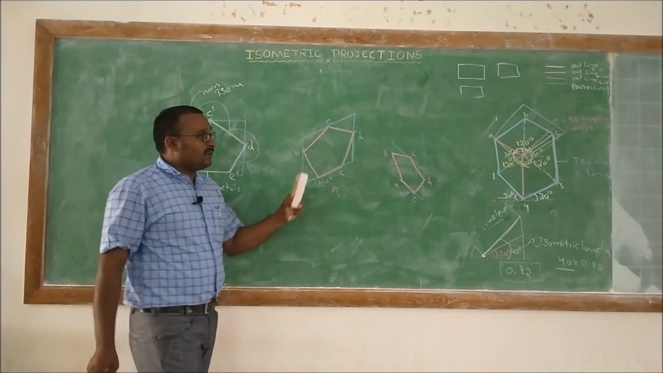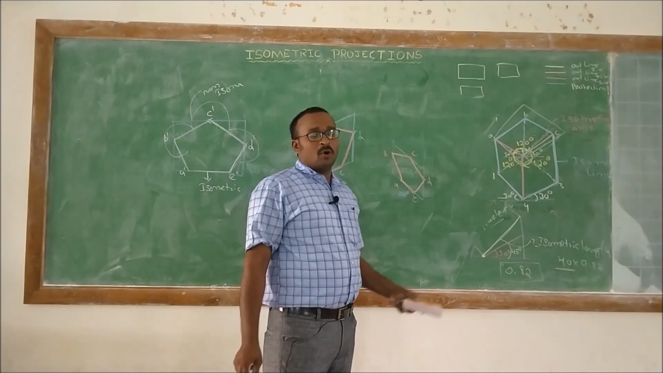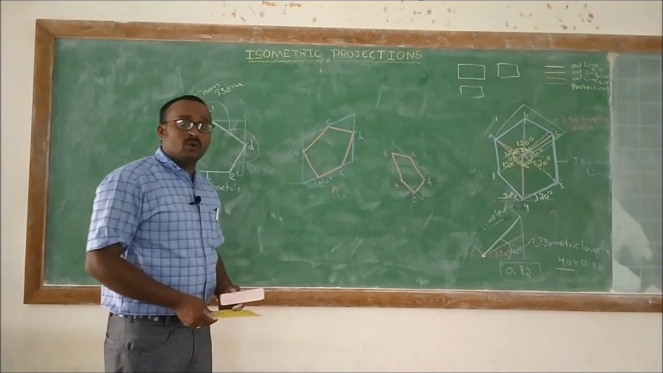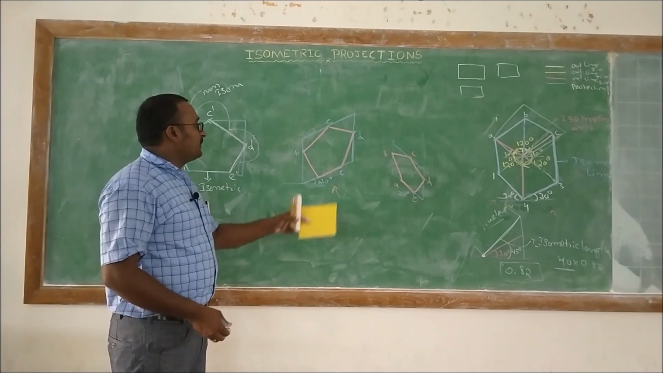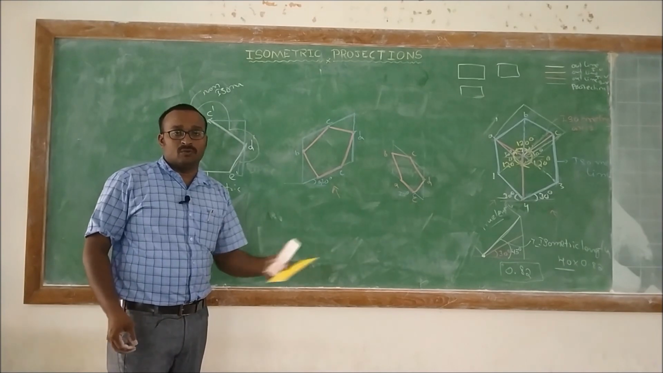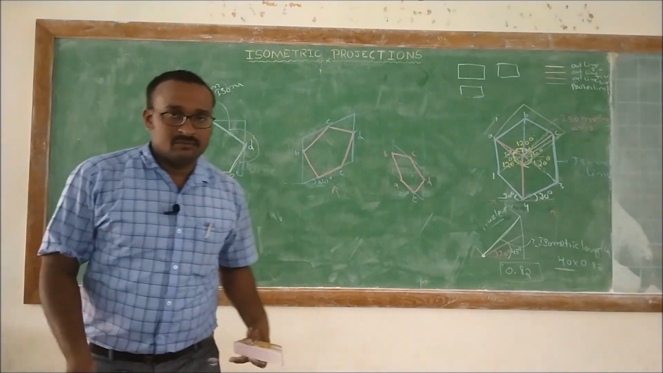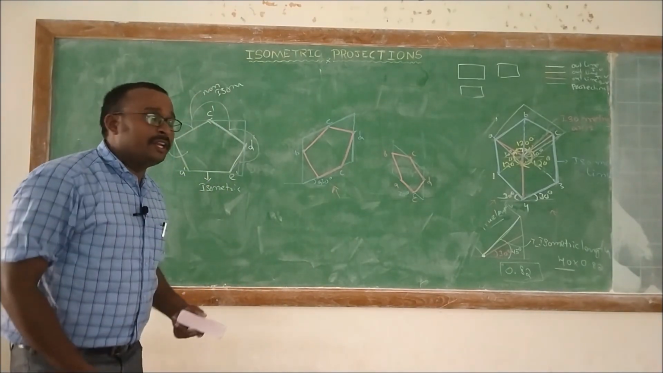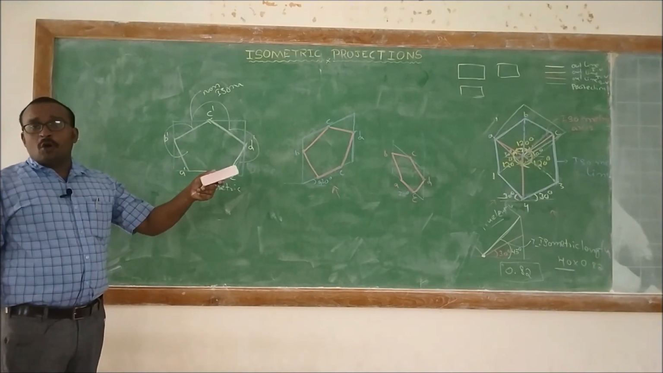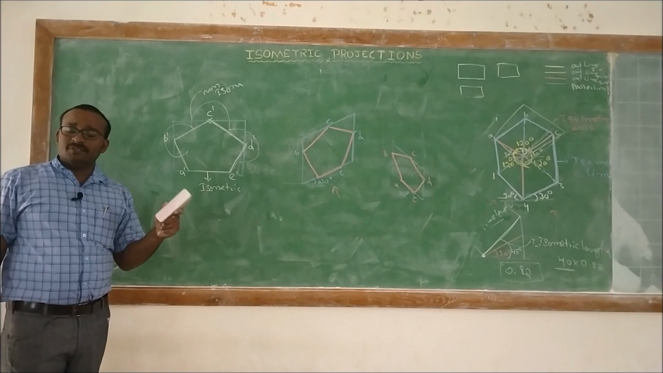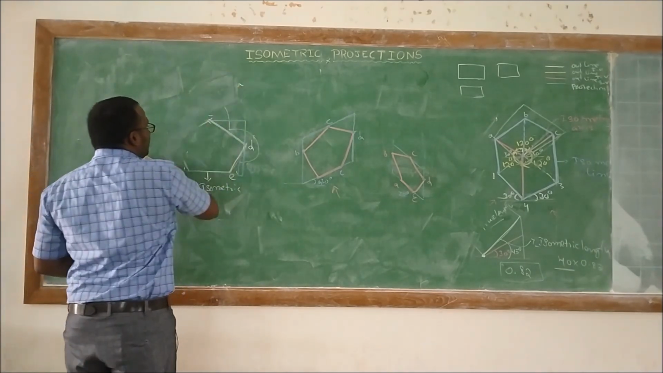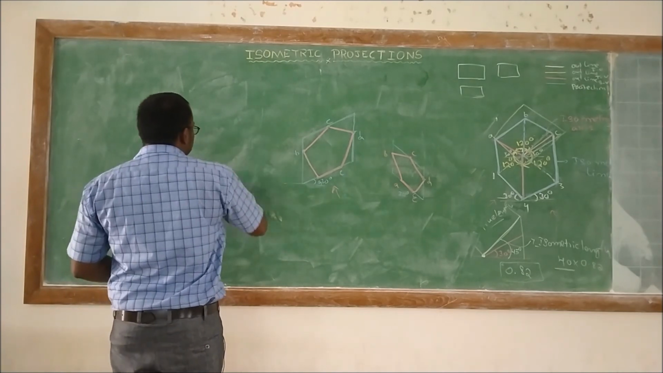Like this we have to construct the top view also. Clear? So this is the way how we need to convert that particular polygons into isometric view. That's a simple technique we need to follow: vertical line should be vertical, horizontal line should be inclined at an angle of 30 degrees to the ground. So please remember that. Then we will see one more problem on circle.